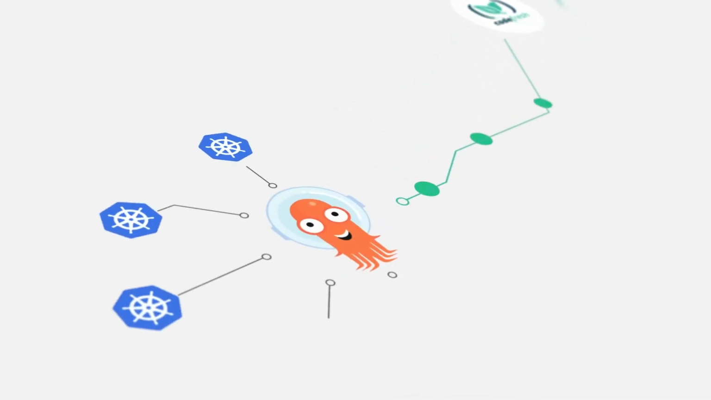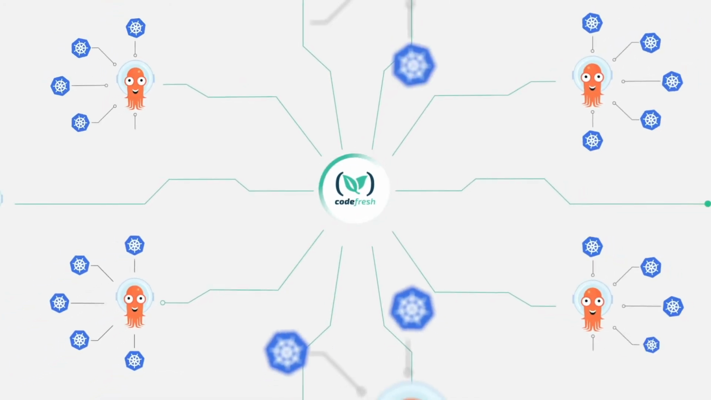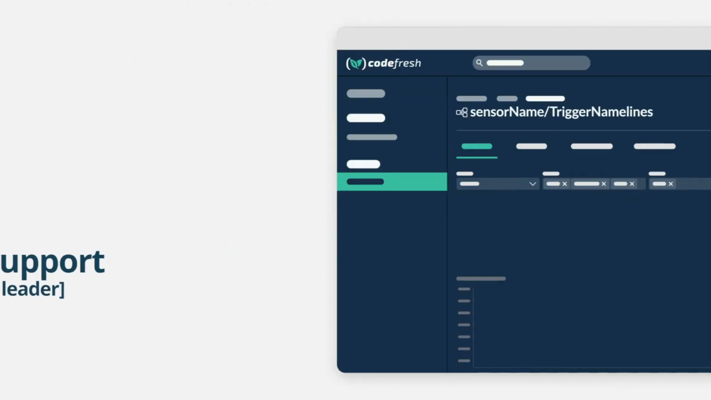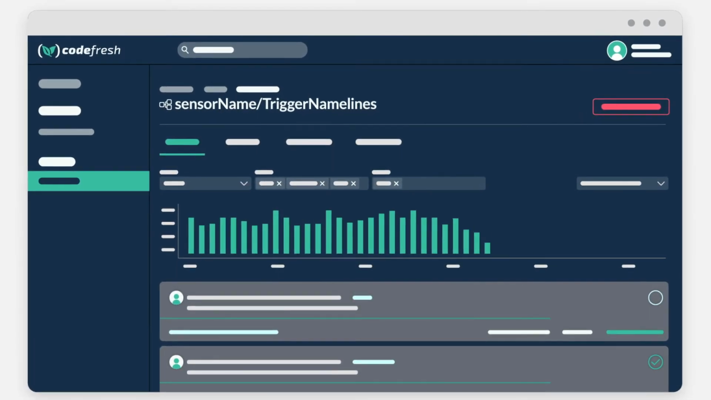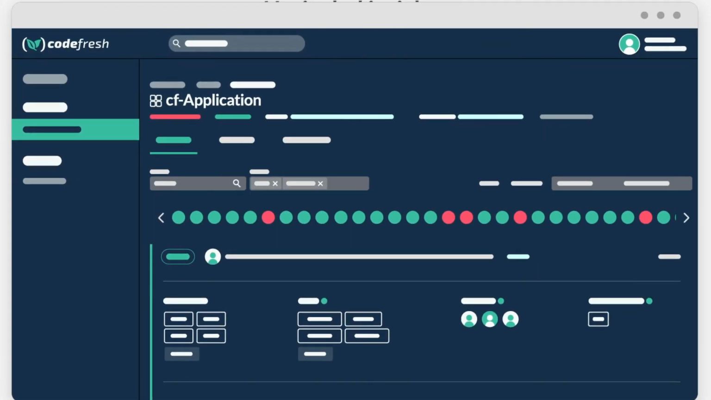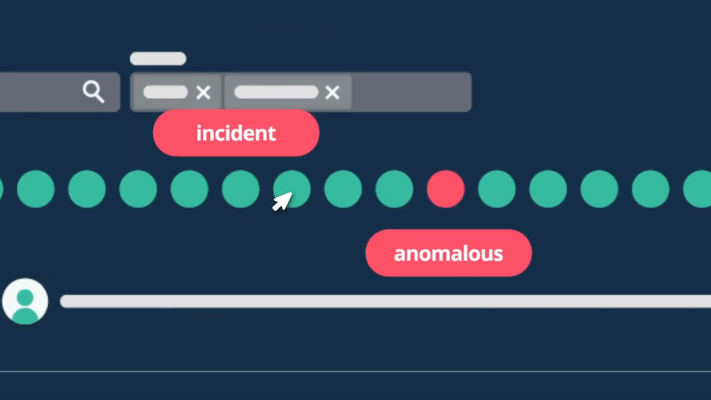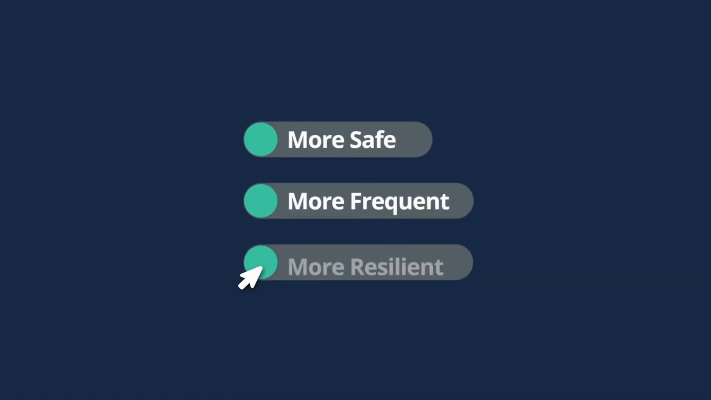Built to securely scale and manage all of your Argo instances and application deployments from a single control plane, with a huge open source community and award-winning enterprise support, Codefresh Argo platform gives you detailed visibility across all your cloud-native applications and unrivaled insights into canary and blue-green deployments, so you can easily diagnose production incidents or anomalous deployment patterns to deliver software in a safer, more frequent, resilient way.